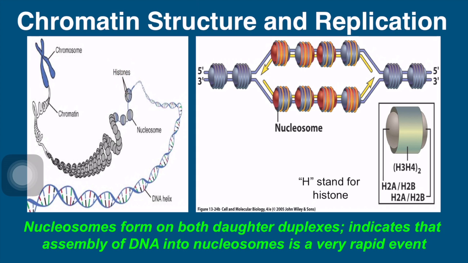The chromosome can be broken down into chromatin, which is composed of nucleosomes made out of proteins called histones. Examination of replicating DNA reveals nucleosomes on both daughter strand duplexes very near the replication fork, indicating that the reassembly of nucleosomes is a very rapid event.